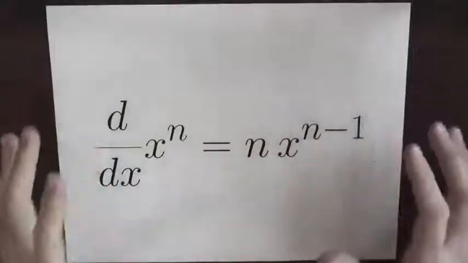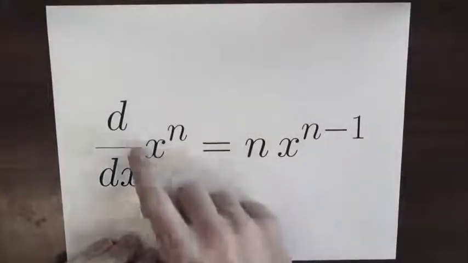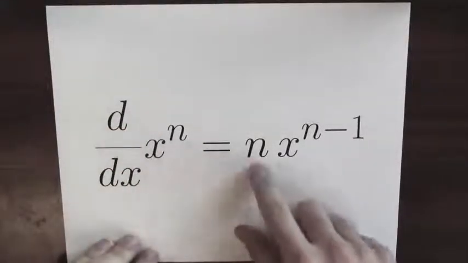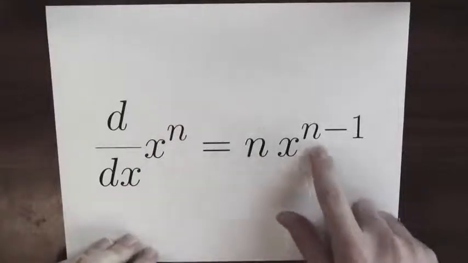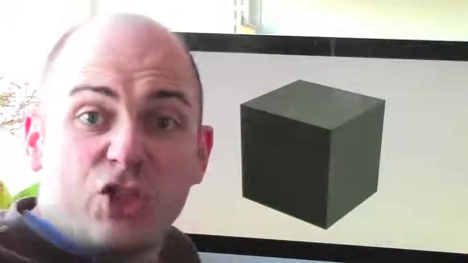When n equals 3, we can still study the derivative of x cubed in a geometric way. So here's the power rule. You plug in n equals 3, and you get the derivative of x cubed is 3 times x to the 3 minus 1, 3 times x squared. We can see this geometrically.